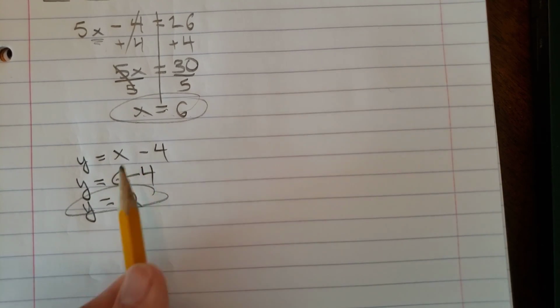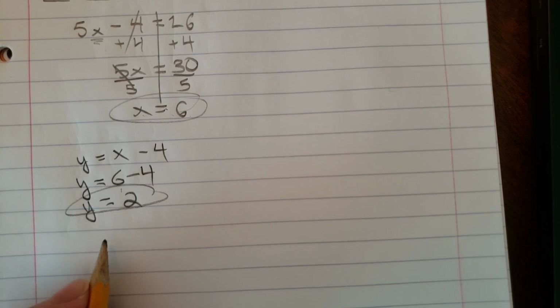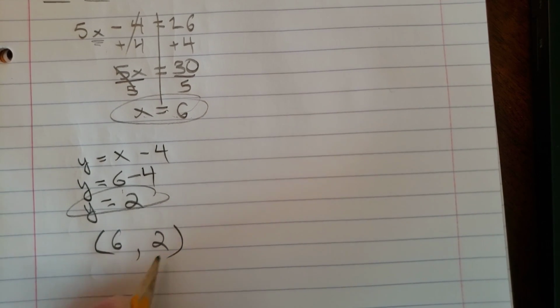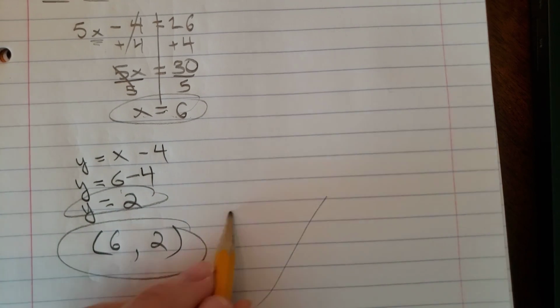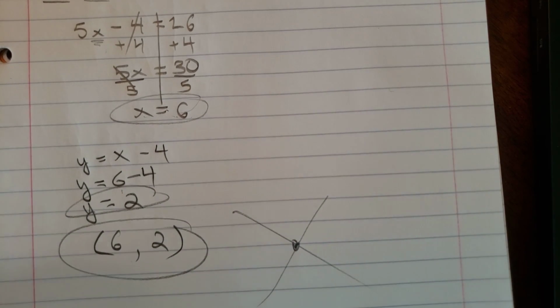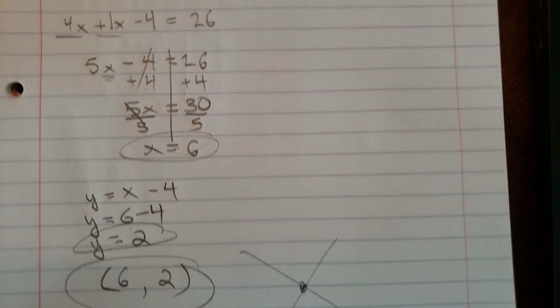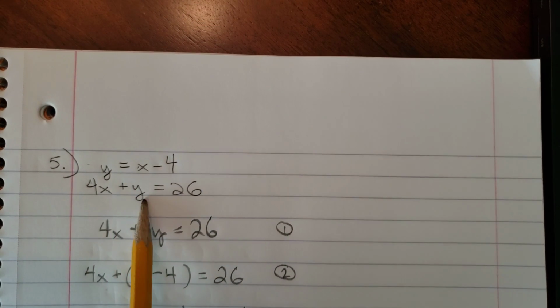We got our other half. And now we just have to do step 5, which is to write them as a coordinate pair. So 6 comma 2. All right, that's where the two lines cross. And that is also the point that satisfies both of these equations.